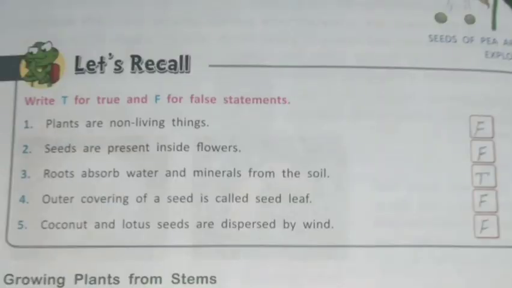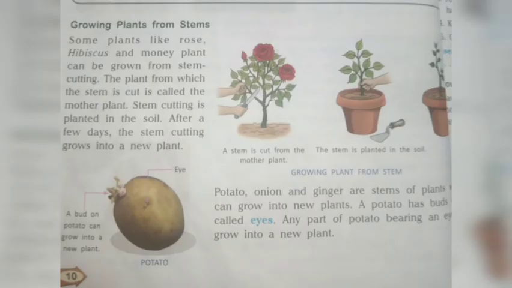Let's recall. Write T for true and F for false statement. Plants are non-living things. False. Seeds are present inside flowers. False. Roots absorb water and minerals from the soil. True. The outer covering of a seed is called seed leaf. False. Coconut and lotus seeds are dispersed by wind. False.